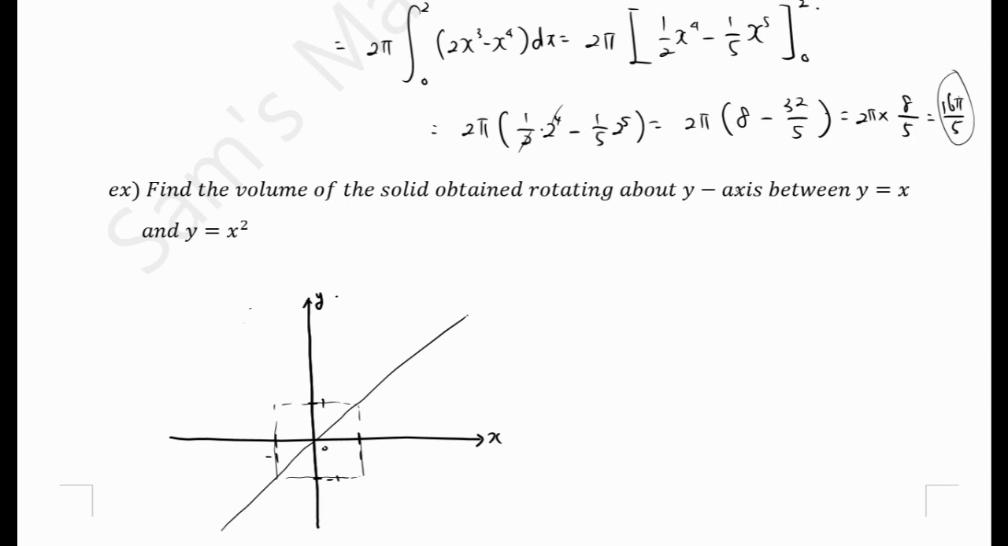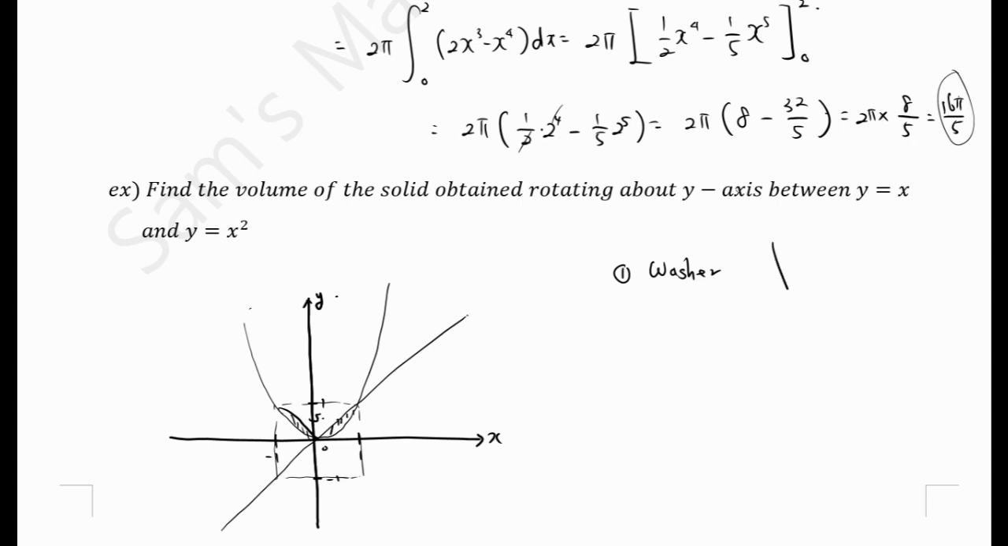The curves are y equals x and y equals x squared, like this. When this area is rotated about the y-axis, we can get this solid. For this volume, we don't need to use cylindrical shell; we can find the volume by washer. I will find the volume by both methods. First, with the washer method.